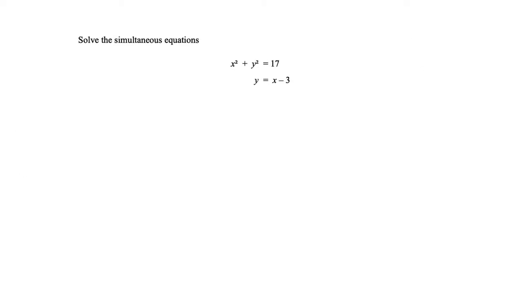Another question we have over here: x squared plus y squared is equal to 17, y is x minus 3. This time we're given the value of y. As you can see, we are given that y is x minus 3. So we can substitute this y value in the place of y in the equation. So we have x squared plus (x minus 3) all squared, and that's equal to 17.